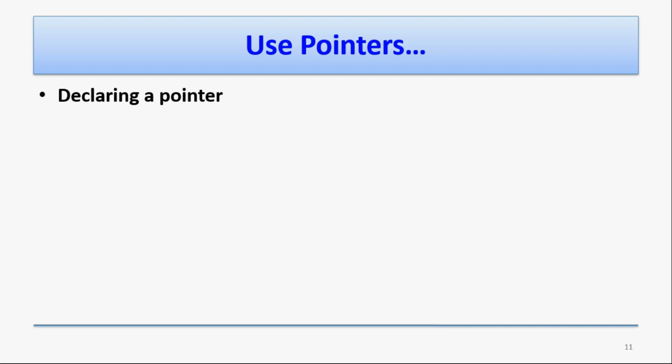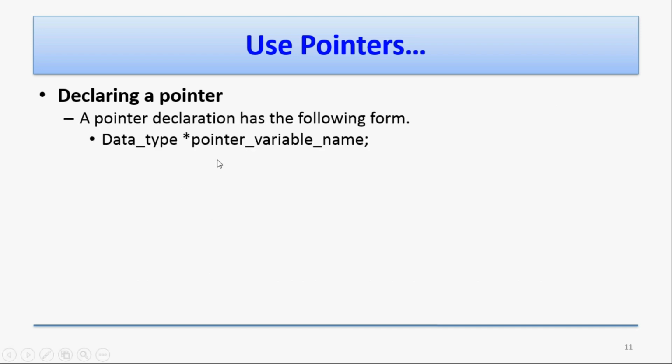Before using a pointer, we have to declare a pointer. So let's see how to declare a pointer. This is how we declare a pointer, and this is the syntax. First of all, we have to specify the data type, then the name or the identifier for the pointer variable. But before the pointer identifier, or at the beginning of the pointer identifier, we have to use the symbol called asterisk, right? So the pointer identifier always comes along with the asterisk symbol.